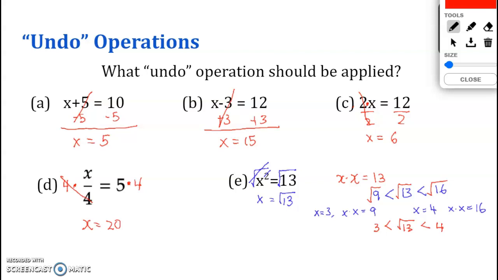What is that exactly? Well, I want you to use the calculator and find the value for yourself. Pull out your calculator, find your square root symbol, and plug in the square root of 13. Each calculator is going to be slightly different.